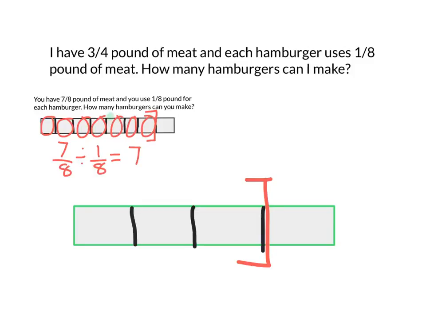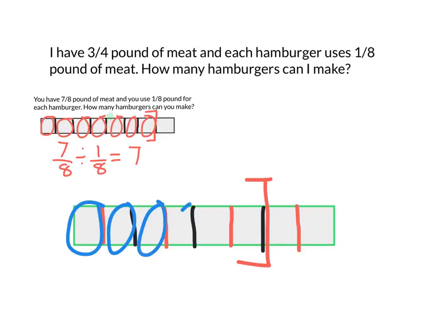So let's make them into eighths now. And now how many eighths do I have? Well, I have 6/8. So now I can take them 1/8 at a time. 1, 2, 3, 4, 5, 6.